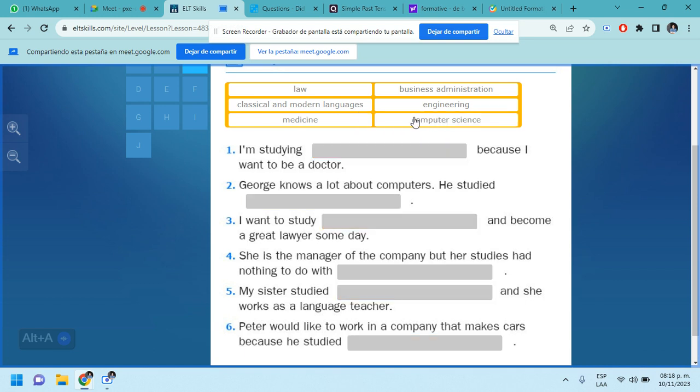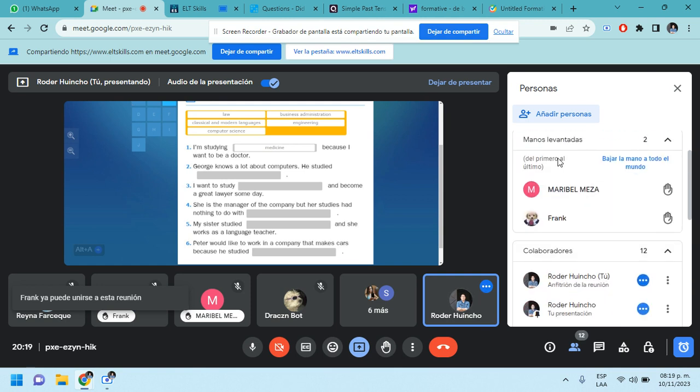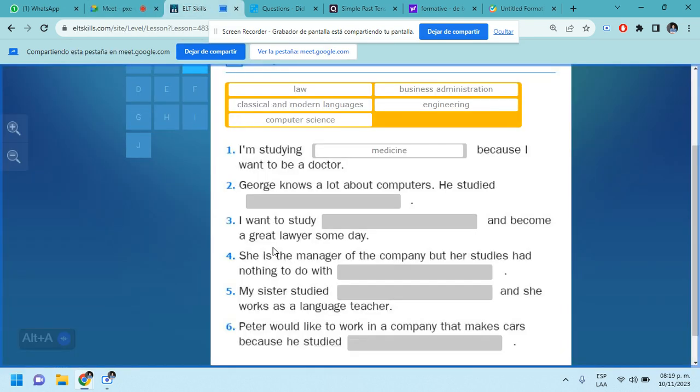Okay, we are going to use this vocabulary to match here according to what it says in each part. For example, I'm studying because I want to be a doctor. Yeah, you see? Please, I need 5 volunteers. If you know the answer, raise your hand, please, to participate. Okay, Maribel, number 2, Frank, number 3. Please, more students for number 4, number 5, number 6. Who wants to participate, please?